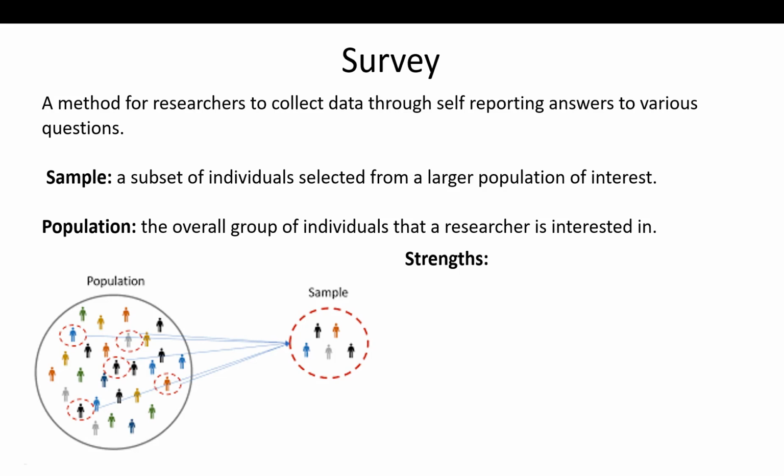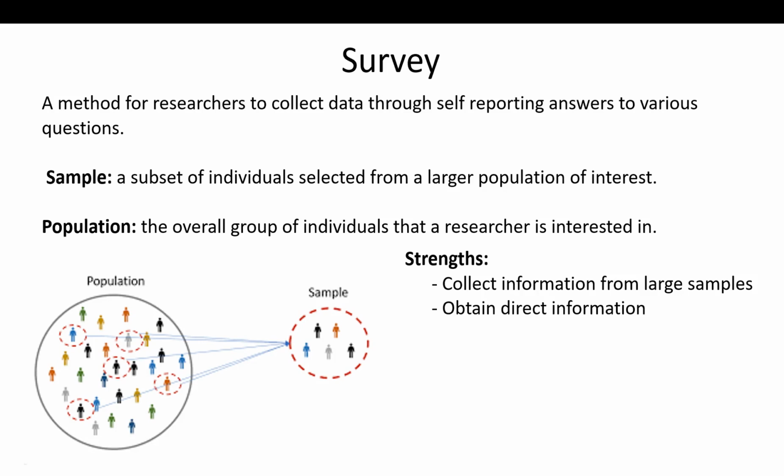Some strengths of using surveys are that they allow researchers to collect information on larger samples. Larger samples allow researchers to have better generalizability because more people who report on a survey will be more similar to the general population. Researchers are able to obtain direct information that individuals are self-reporting instead of having to interpret an individual's behavior or mind. And surveys are fairly easy to build and distribute to people in order to collect information fast and effectively.